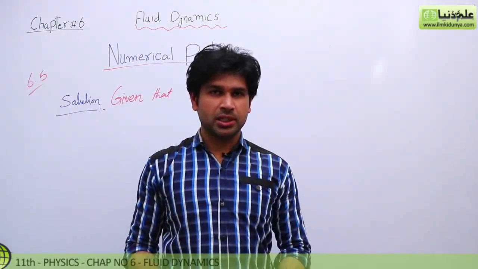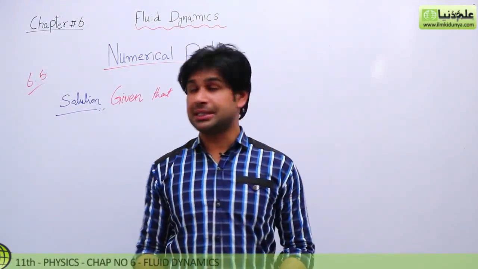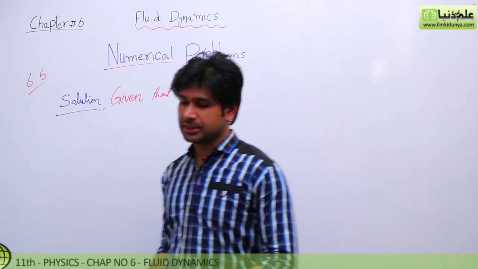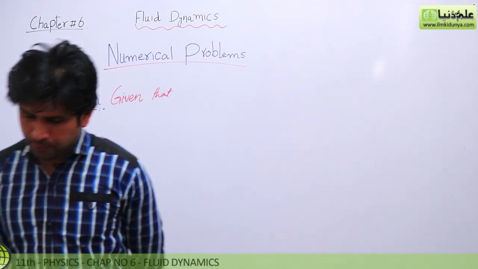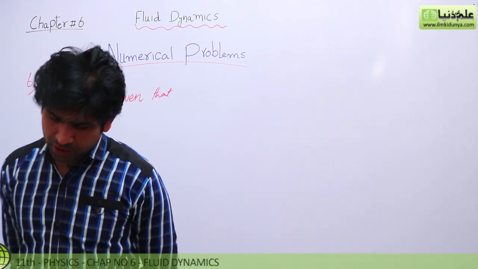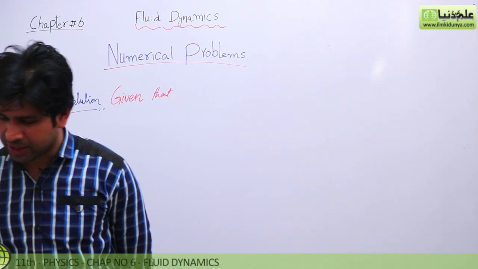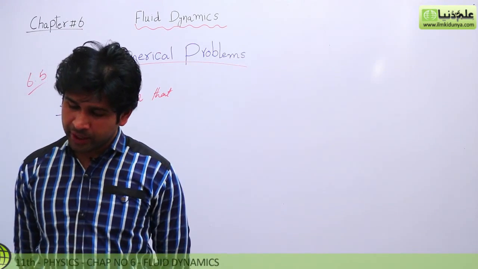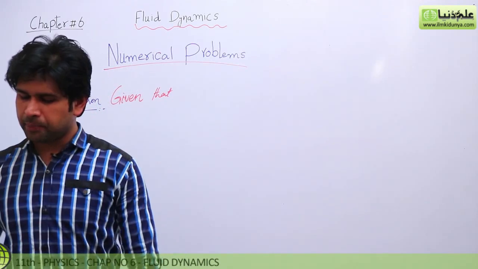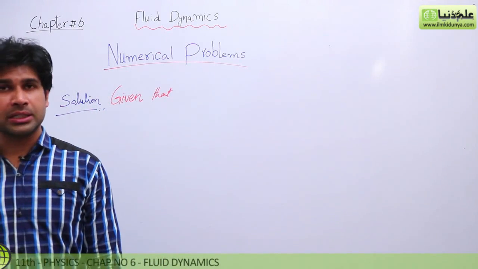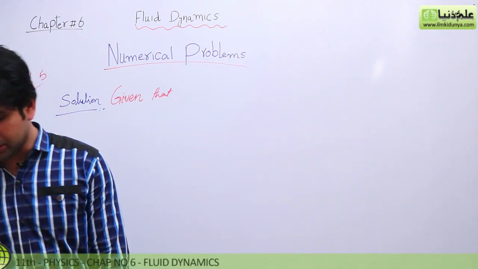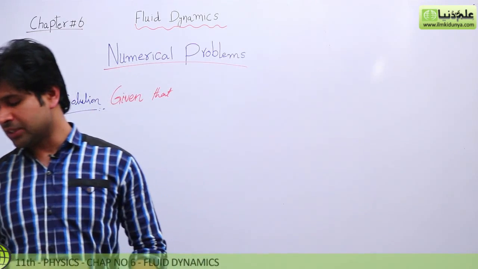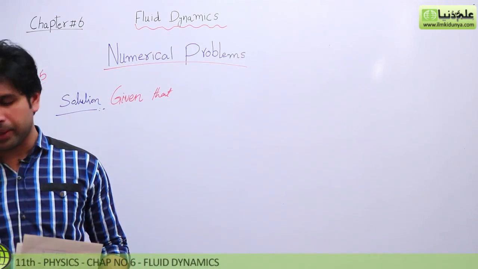Students, our next question, numerical problem of 6th chapter is 6.5. The numerical problem statement in your textbook is: an airplane wing is designed so that when the speed of the air across the top of the wing is 450 meter per second, the speed of the air below the wing is 410 meter per second. What is the pressure difference between the top and the bottom of the wings? Density of air is given as 1.29 kilogram per meter cube.